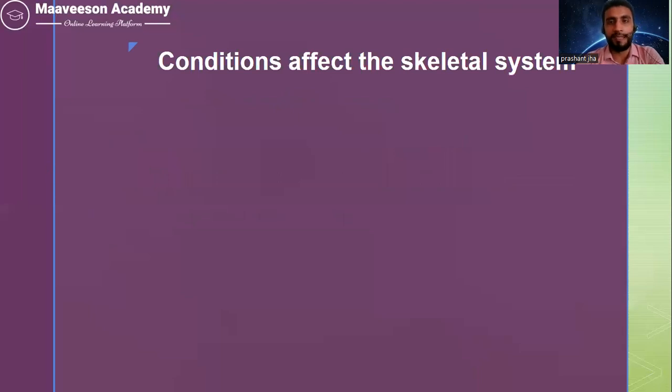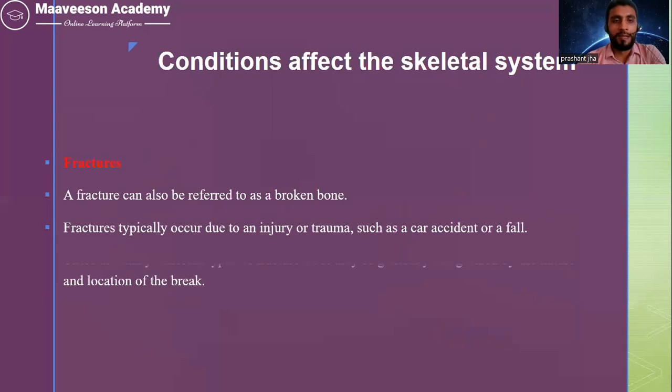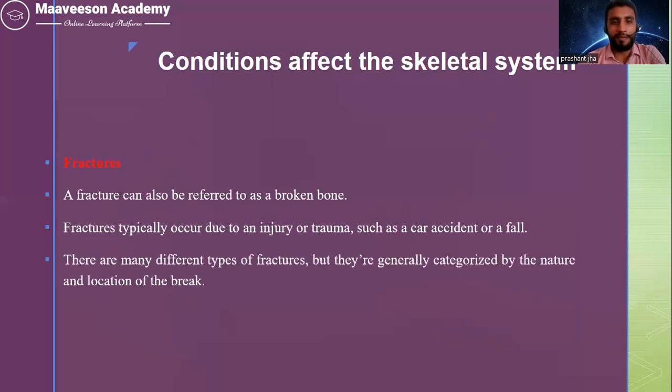The conditions which can affect the skeletal system, including the fractures. A fracture can also be referred to as a broken bone. Fractures typically occur due to an injury or trauma, such as car accident or road traffic accident or fall from height. There are many different types of fractures, but they are generally categorized by the nature and location of the break.